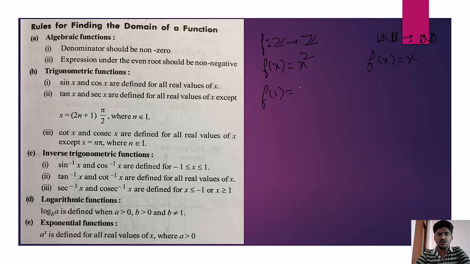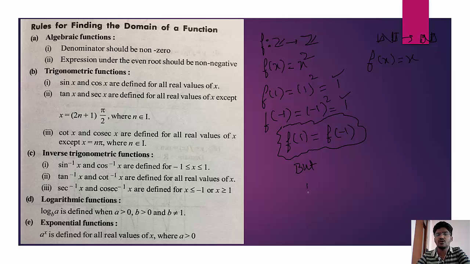If I put f of 1, you are going to get 1 square, so this is 1. If I put f of minus 1, minus 1 square, again you are going to get 1. See what happens here: f of 1 is equal to f of minus 1. f of 1 is 1, f of minus 1 is also 1. Are you getting my point? Because the x value is 1 here, and here the x value is minus 1. 1 square will be 1, minus 1 square will also be 1. From this you understand f of 1 is equal to f of minus 1. But we know 1 is not equal to minus 1. Hence we can say that it is not 1-1.